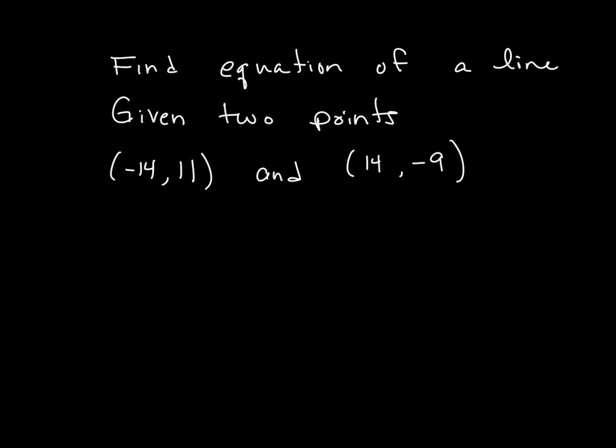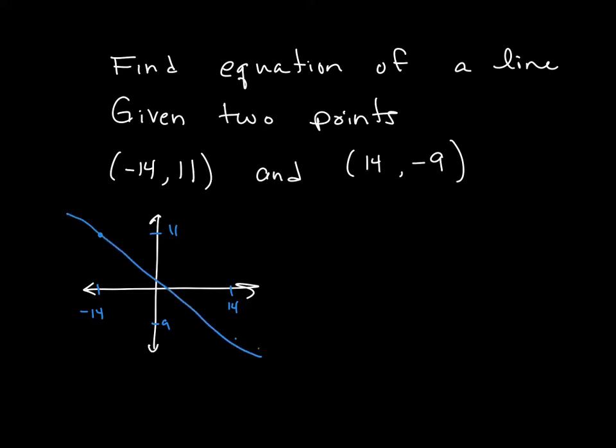So when you have any 2 points, you're always going to be able to create a line. In this case, a real rough sketch of these points: negative 14, 11, and over here at a positive 14, negative 9. What we're trying to do is find the equation of the line. Sorry, that line's not a little straighter, but what we're looking for is we want to name that.